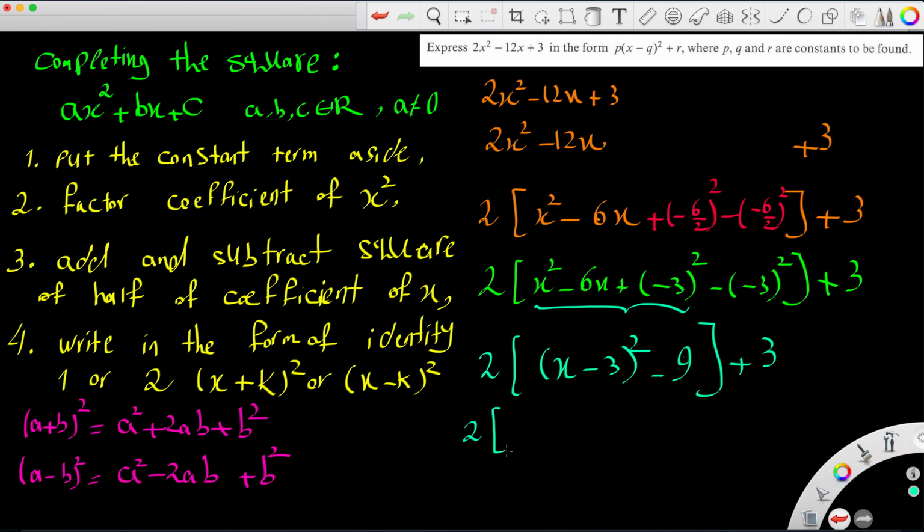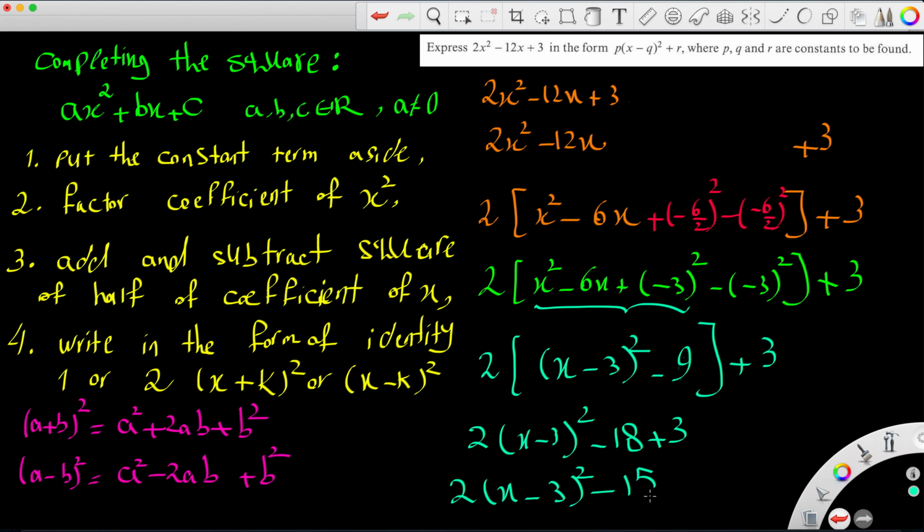It will be 2x minus, I'm gonna open the brackets, 2x minus 3 squared, then 2 times 9 will be negative 18 plus 3, so it will be 2x minus 3 squared minus 15. Now it is written in the form which we wanted to write. Now, it is the first alternative.